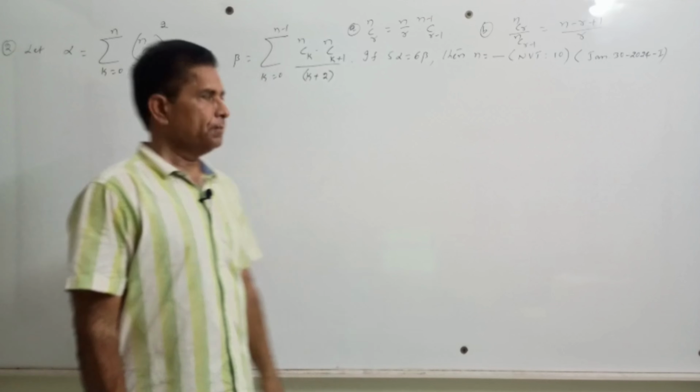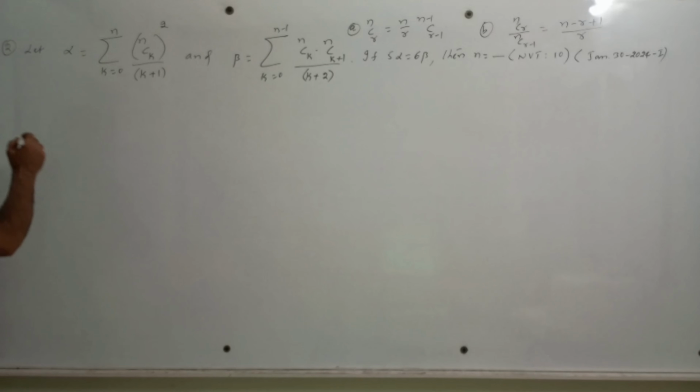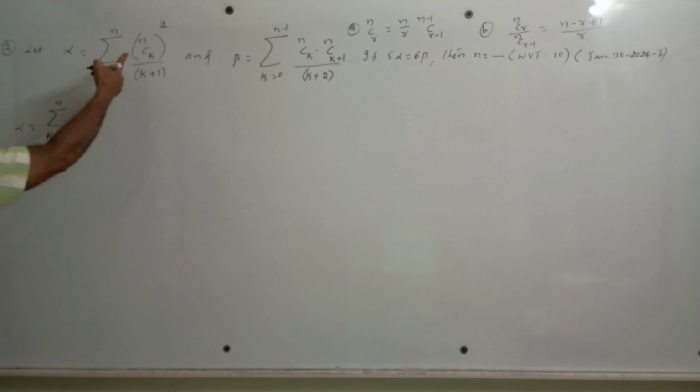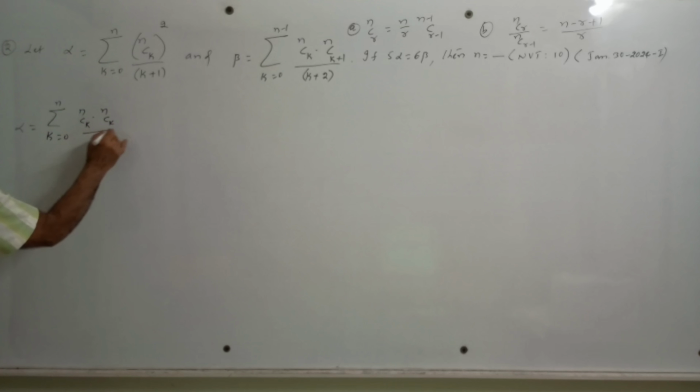See the procedure. Let us simplify alpha. Alpha is equal to sigma k = 0 to n of (nCk)², which can be written as nCk multiplied with nCk by (k+1).